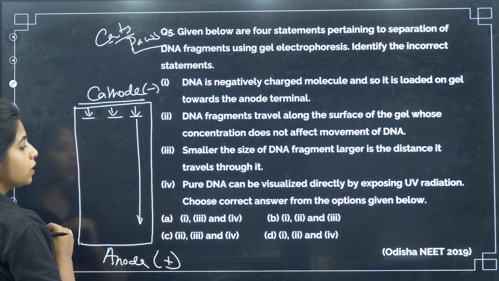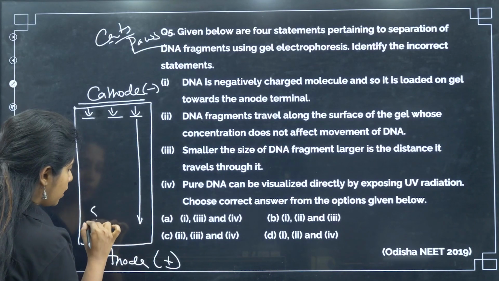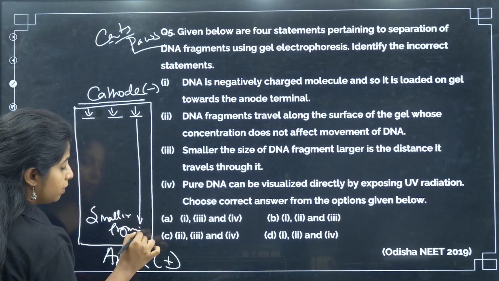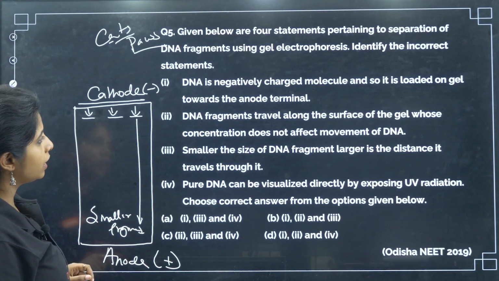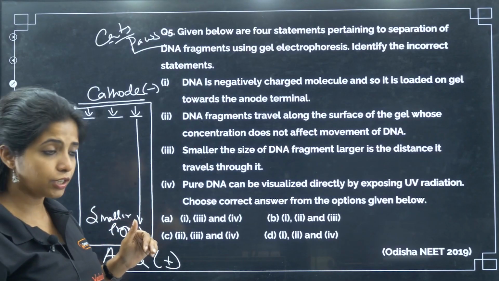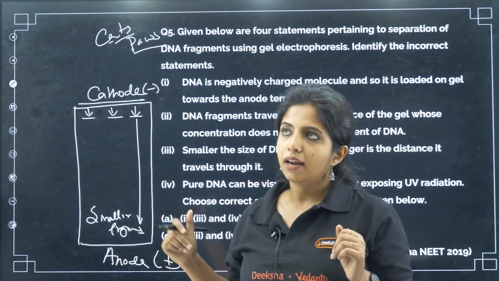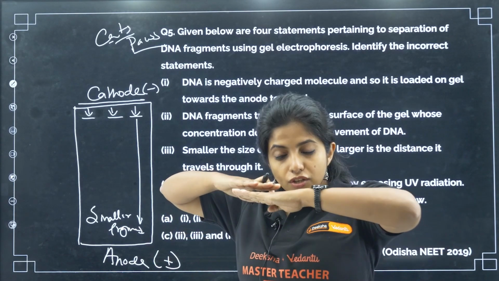Now, who is the one that is going to move the fastest or the farthest? It will be the smaller fragments. Smaller fragments will move really fast and reach this particular side. Anything else? In gel electrophoresis, you are using the gel, from the seaweed and things like that. Do you think the DNA is moving on the surface level?